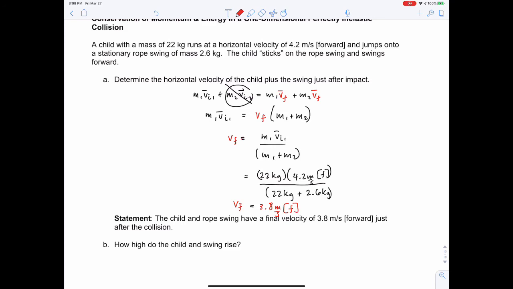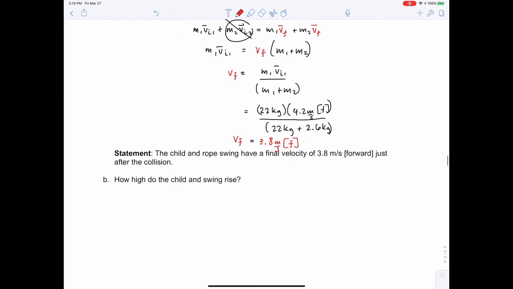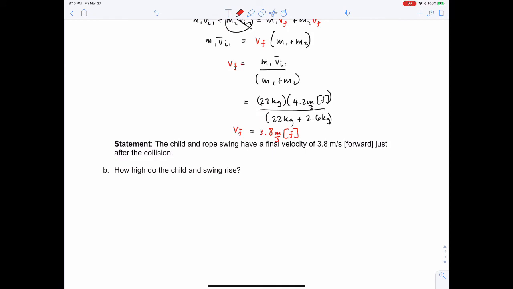Now in part B, we want to find out how high the child and the swing rise. Right after collision, the child will move forward on the rope swing, and the rope swing will arc and cause the child and the swing to move upward some height above the ground. So in part B, we want to determine this height. We know that the kinetic energy possessed by the child on the rope swing will be converted into gravitational potential energy as the child and the rope swing rise.